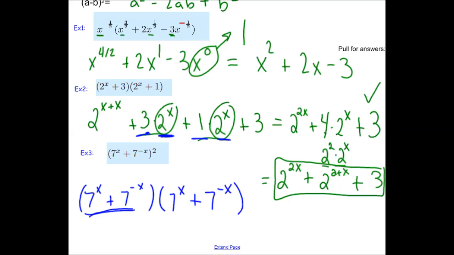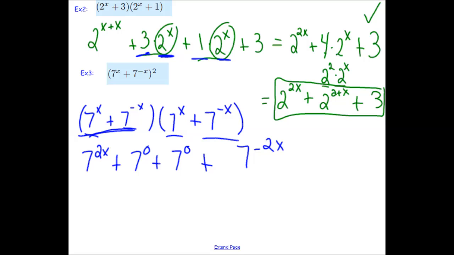So we have 7 to the x times 7 to the x, and we can add those exponents because we have the same base. So we have 7 to the 2x. We'll have 7 to the x times 7 to the negative x, and we'll add those exponents. x minus x gives us 0, so I'll have 7 to the 0. We'll do the same with our outer ones, 7 to the x times 7 to the negative x. Again, when we add positive x and negative x, we'll get 0. And we've got 7 to the negative 2x.